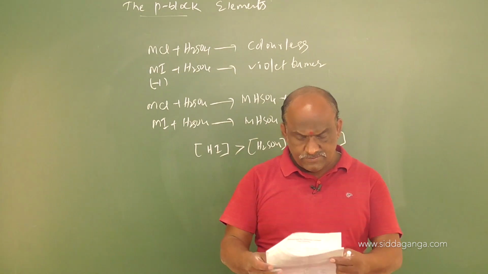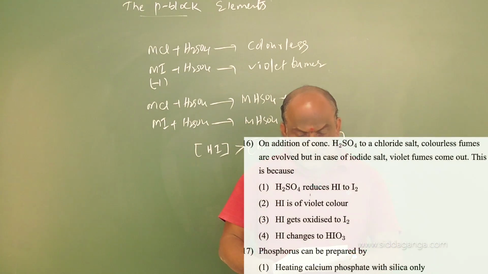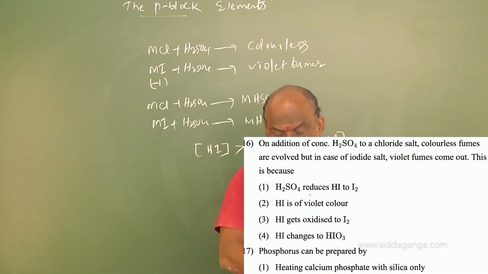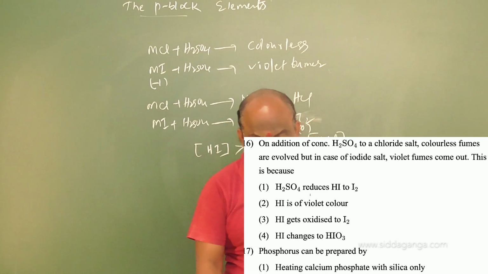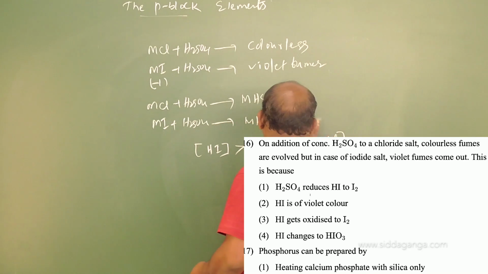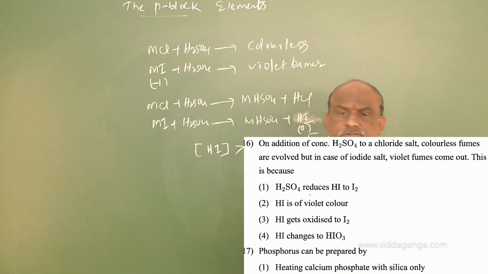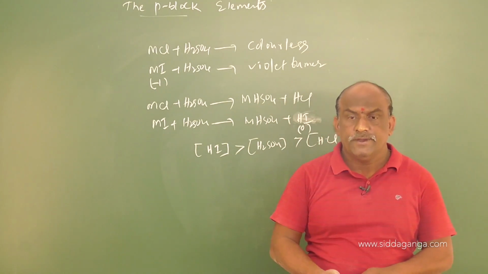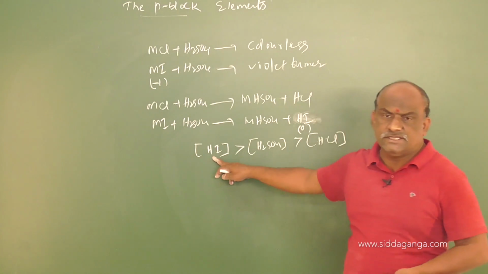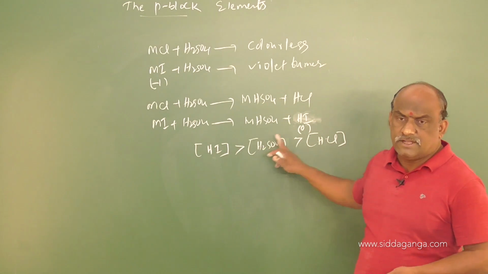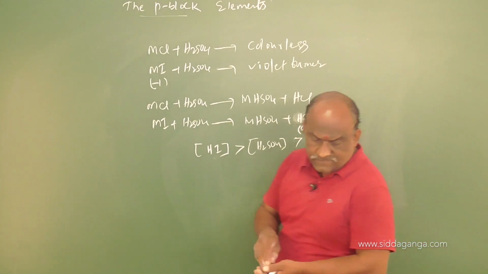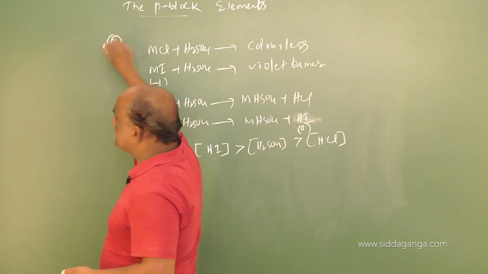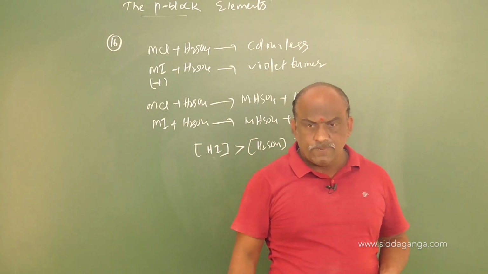Question number 16. The answer is that HI gets oxidized to iodine, because in this case we will get HI only, and this HI later gets oxidized. So that is the right answer for question number 16. You should remember this, very important: HI gets oxidized to iodine because the strength of HI is more than sulfuric acid and hydrochloric acid. So the third option is the right answer.